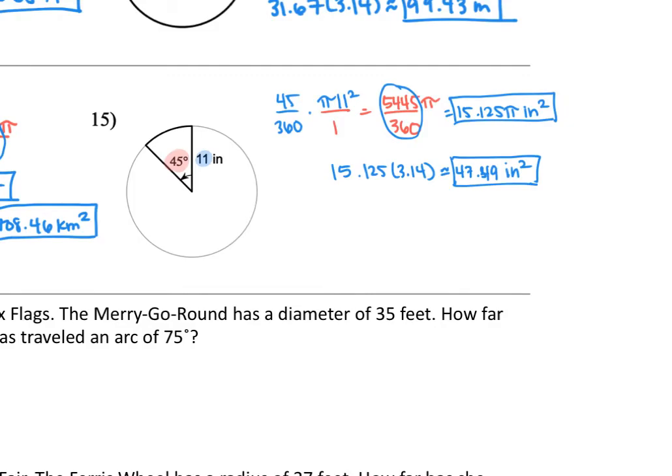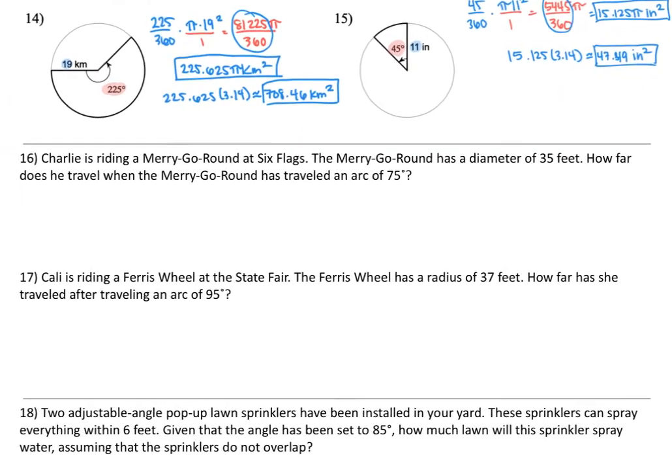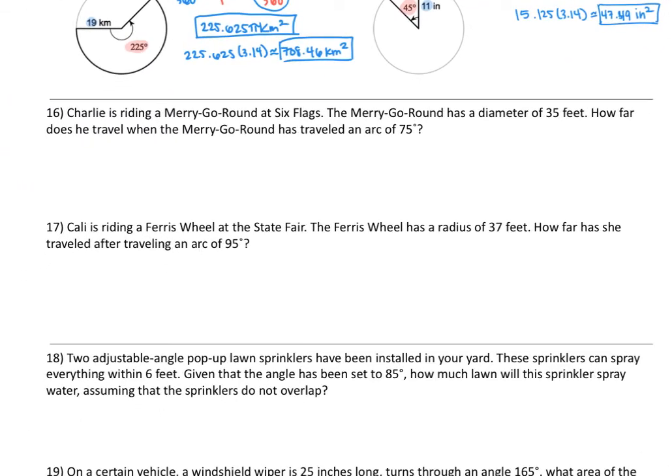Okay, so now let's look at these word problems here. Number 16 says Charlie's riding a merry-go-round at Six Flags. The merry-go-round has a diameter of 35 feet. So I'm going to draw my merry-go-round, and the diameter is 35 feet. It says, how far does he travel when the merry-go-round has traveled an arc of 75 degrees? So if this is 75 degrees, we want to know how far we've traveled here. Well, for the radius, we're going to have to divide the diameter by 2, which is going to be 17.5.